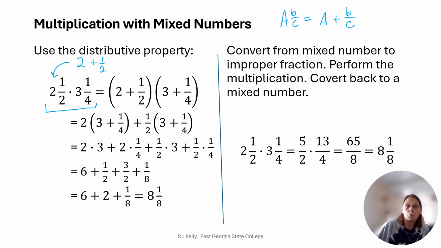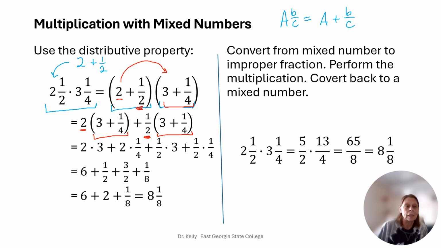Apologies. So I'm going to rewrite both of these, the first one being our 2 1/2, the second one being our 3 1/4, and then we're going to use that distribution property where we take each thing in the first parenthesis and multiply it to the second parenthesis. So here's the 2 multiplying by the 3 plus 1/4, and then here's the 1/2 multiplying by the 3 and the 1/4.